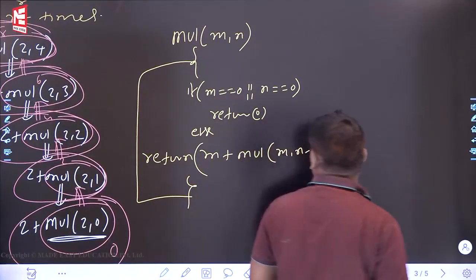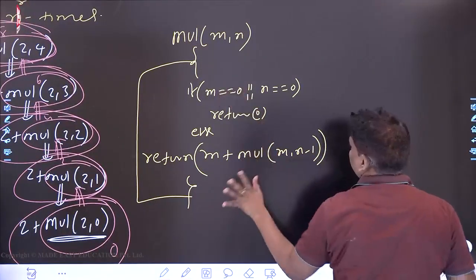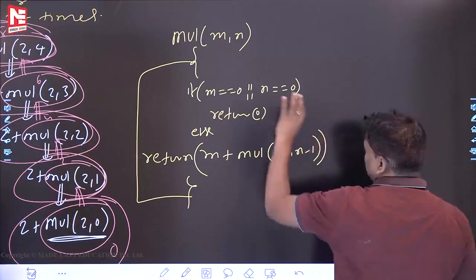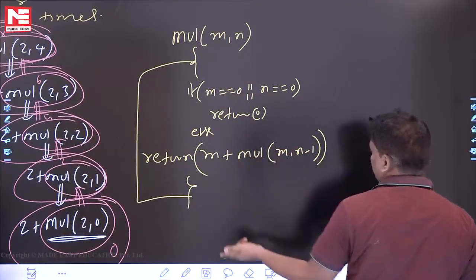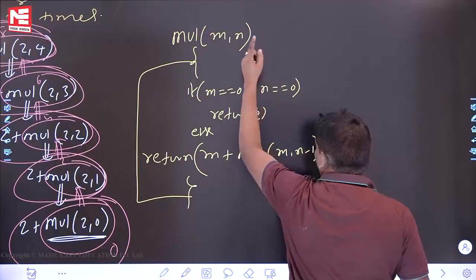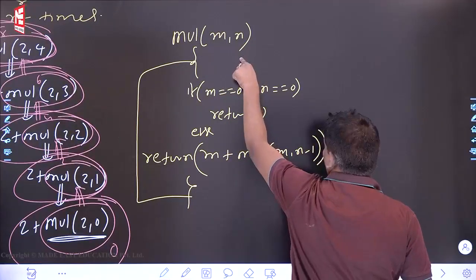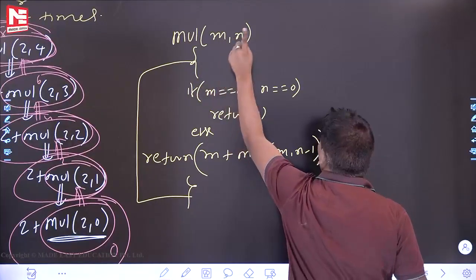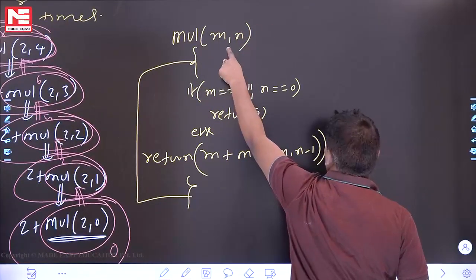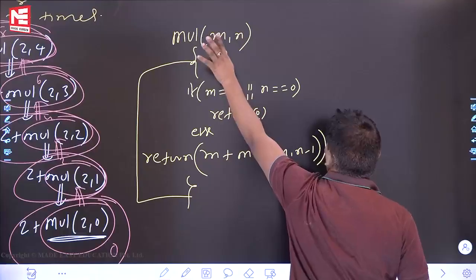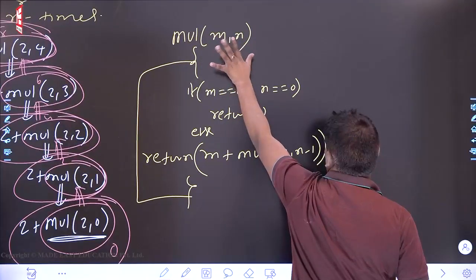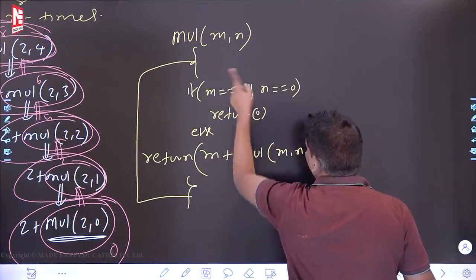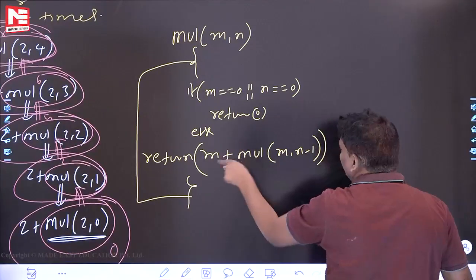Every recursive program contains 2 parts: if condition, else condition. This is the stopping point. This is the continuation purpose. Actually, m times n. Right? See, for everyone, what is the logic I am implementing? Adding m, n times. Everyone knows this one. That is the logic, right? Same. Adding m, n times. One time I added. The remaining thing is called recursion.